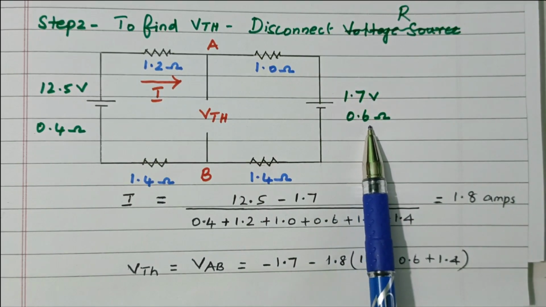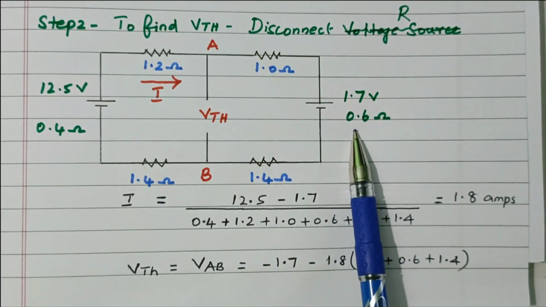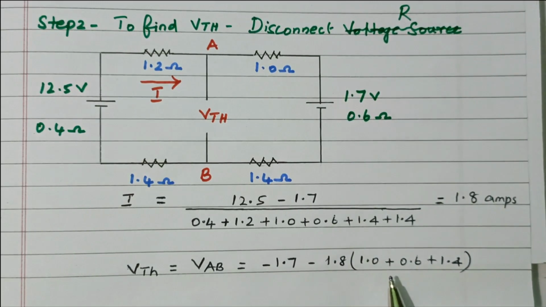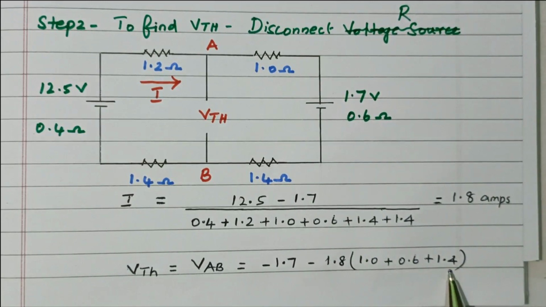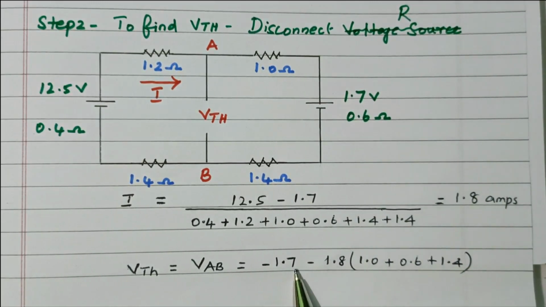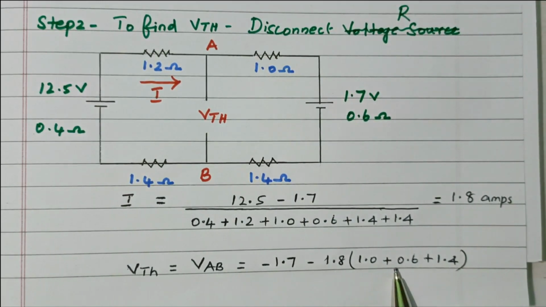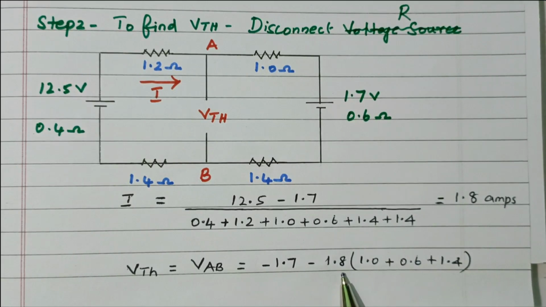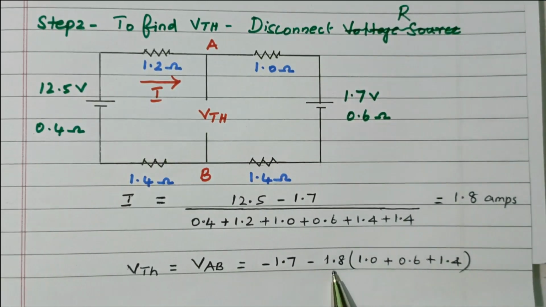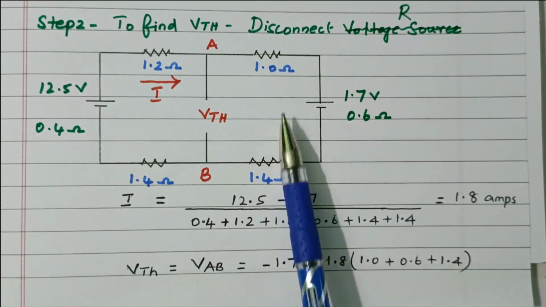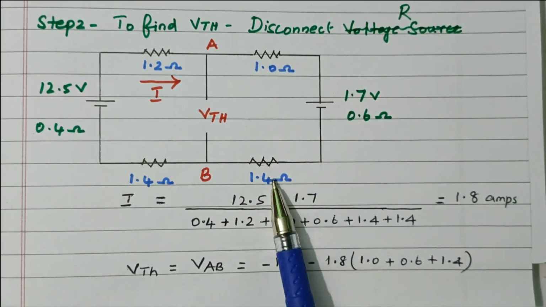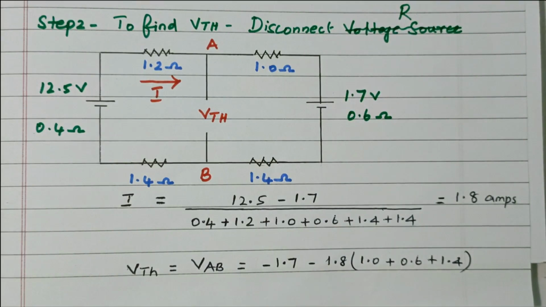Internal resistance of the voltage source, there also some voltage will be dropped. So 1 plus 0.6 plus 0.4. Right? So this is the total voltage source available. From there we are subtracting the voltage drop across the resistor. Voltage drop across the resistor is V equal to I into R. I value is 1.8. R value is these three: 1 plus 0.6 plus 1.4. Now we will find the value.